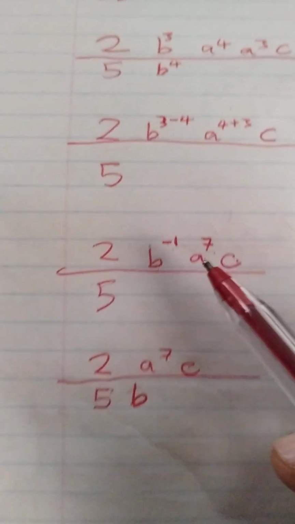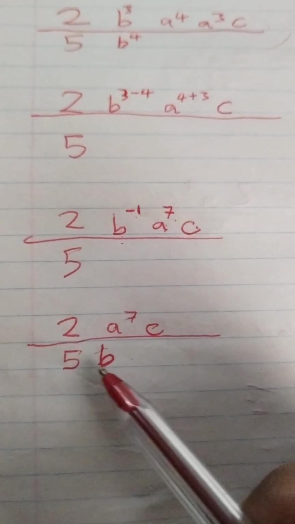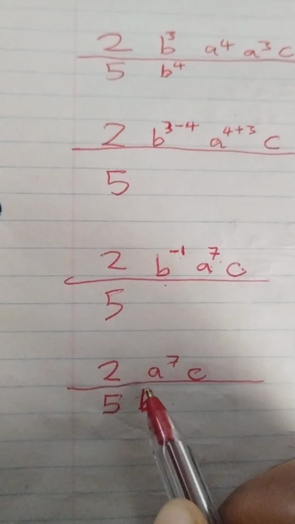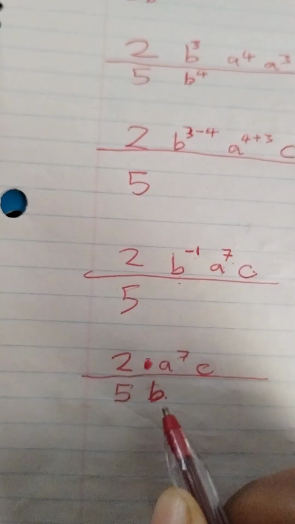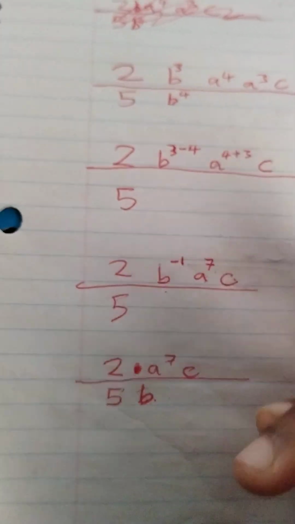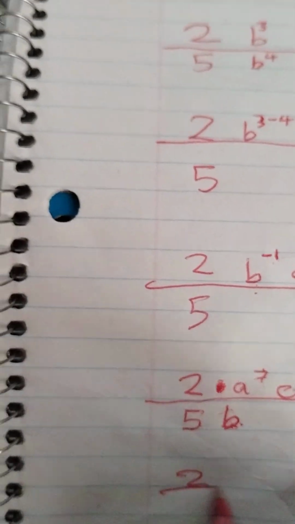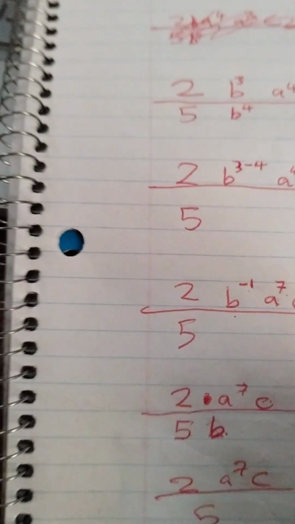So back to the question. To further simplify it, this b to the minus 1 would simply be 5b in the denominator, because remember, just imagine you have a 1 here, because we said that it would be 1 over b, but you don't necessarily put the 1, it's not needed, so it's just simply 5b. So it would be equal to 2a to the 7th power c divided by 5b, which is what the question had asked. So the final answer is 2a to the 7th power c over 5b.